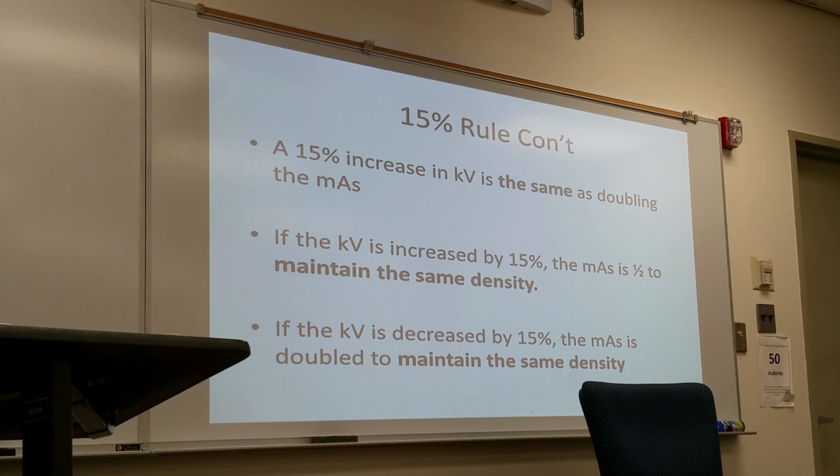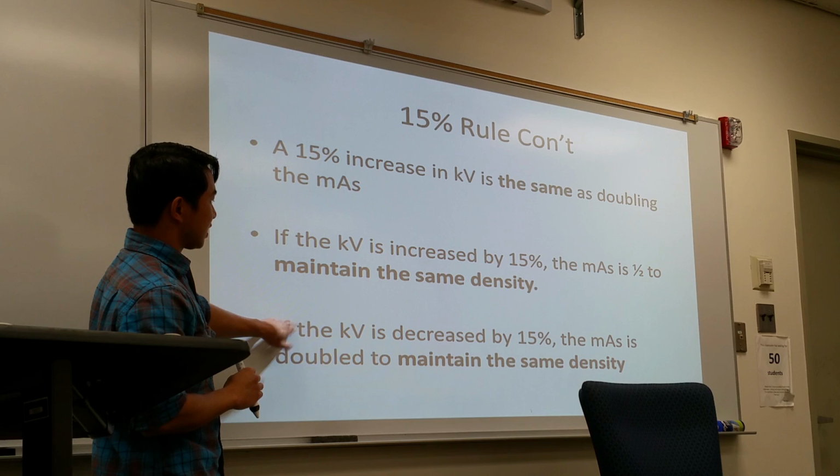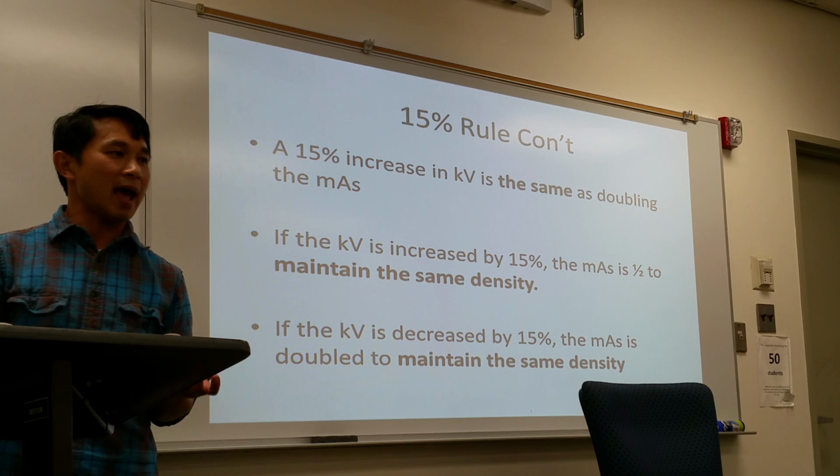If kV is increased by 15% and you want to maintain the same radiographic density, then you have to cut mass by half. If kV is decreased by 15% and you want to maintain the same radiographic density, then you have to increase mass by doubling it.